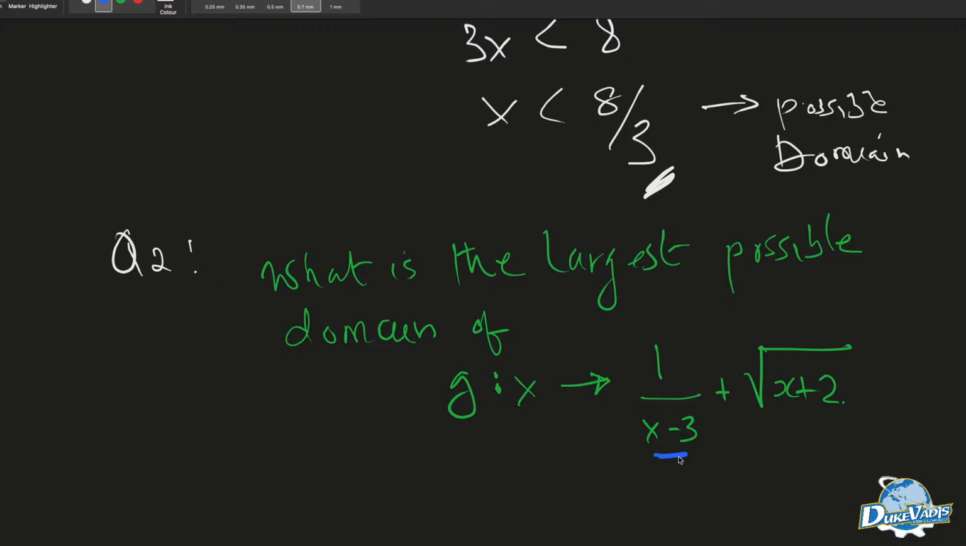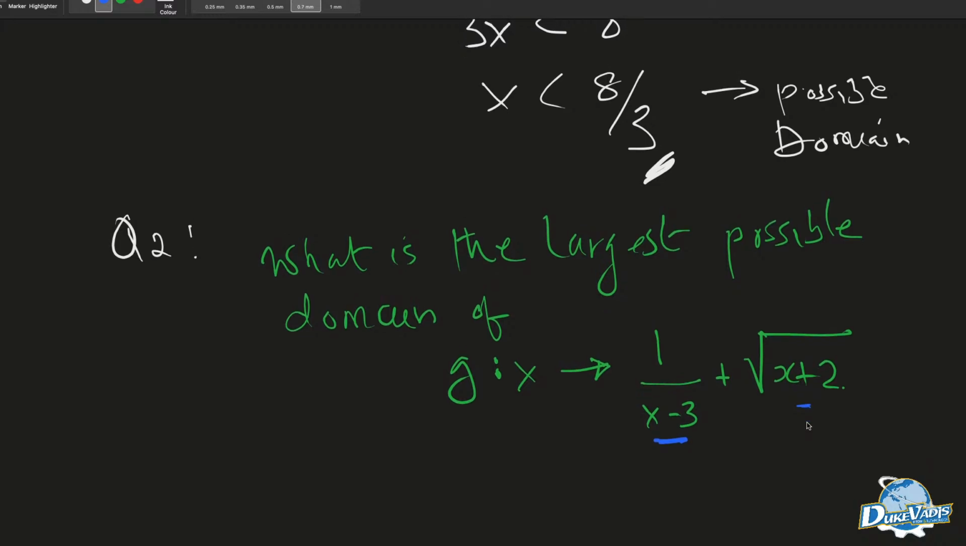Also, for the other part, if x is less than minus 2, the function will give us a problem. There will be the square root of a negative number when x plus 2 is less than 0. These are the possible ways of being able to ascertain the domain of such a function.